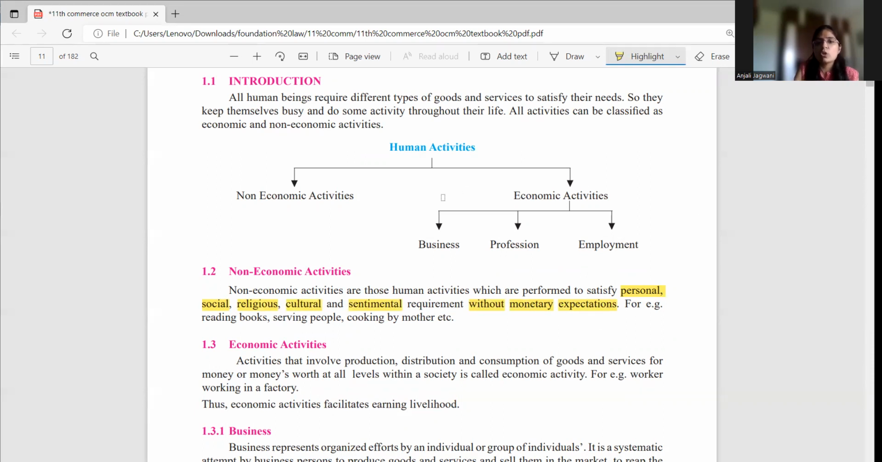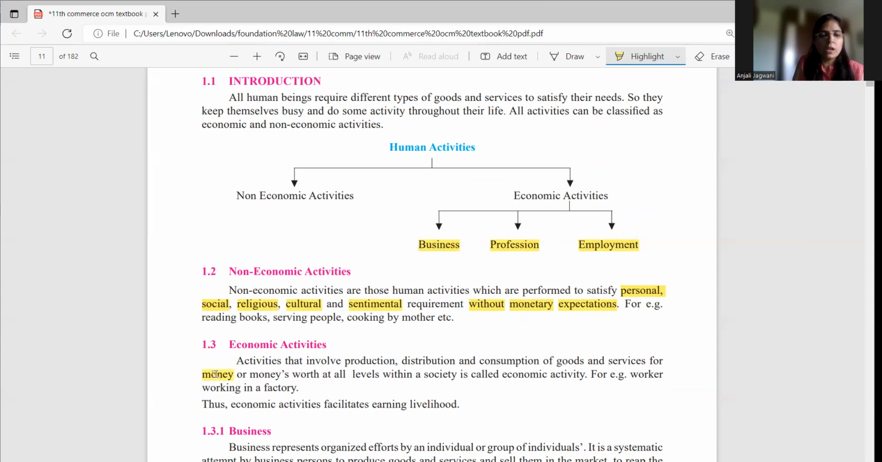Now coming to the economic activities, they are classified into business activities, professional activities, and employment activities. Now we'll see what is given as economic activities. Economic activities involve production, distribution, and consumption of goods and services for money or money's worth at all levels within a society, and are called economic activity.